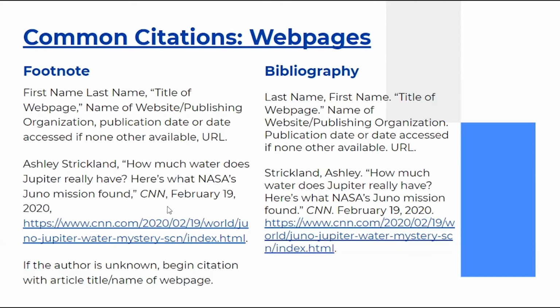So this is just a CNN web page, which could be argued to be an article, but you can still see what I've done is that it's author name, first and last. The page title is in quotations. The website is italicized. The date is there. And then the link is followed afterwards.